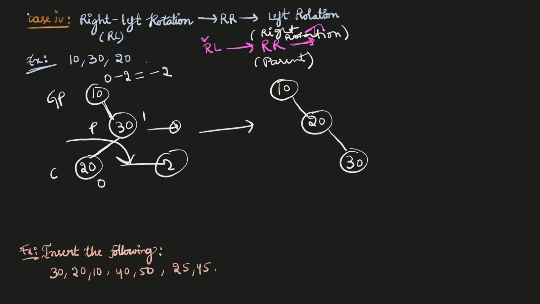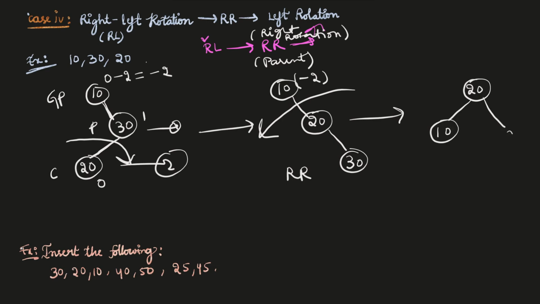Now it is in the form of RR. So to solve this RR, what do we do? We do the left rotation. Where do we do the left rotation? At the node where we have got the problem. So now we rotate 10 to the left side. So now 20 would be the root, 10 would come at its left and 30 would come at its right. If you check the balance factor of this tree, then 10 and 30 would have 0 and 0 and 20 would have 1 minus 1, that is equal to 0. So this tree is now said to be balanced.